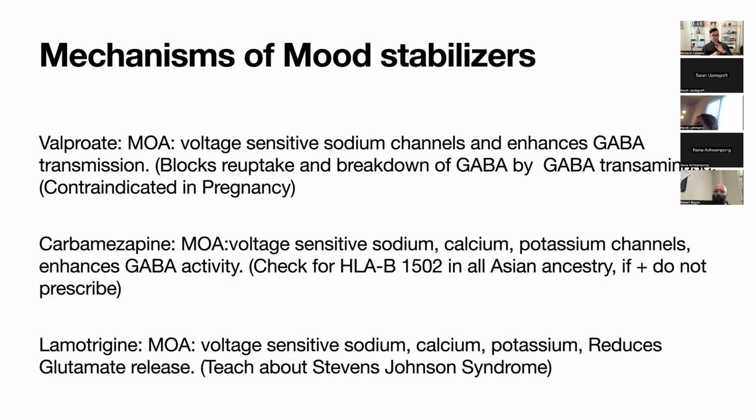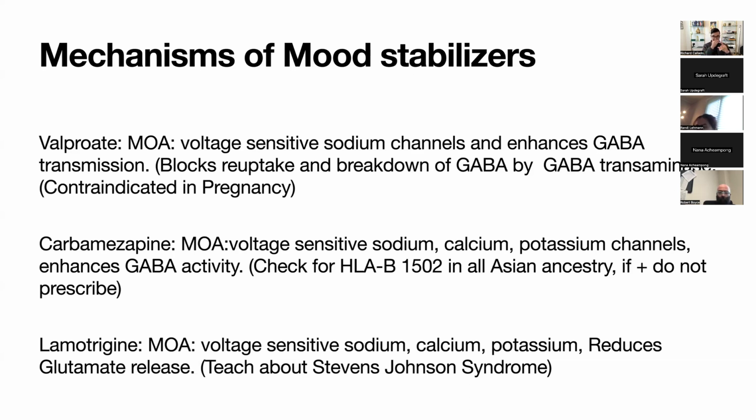Mechanism of mood stabilizers, all right? It's going to make sense when I go back to what each is good for, right? Like I said, valproate, aka Depakote, works on voltage-sensitive sodium channels and enhances GABA, right? Anything that works on sodium channels and enhances GABA usually helps with mania. That's why it has anti-manic properties, right? It also blocks reuptake of GABA, increases GABA, contraindicated in pregnancy. Carbamazepine does the same thing. Works on channels, right? Calcium, sodium, potassium channels, also enhances GABA, all right?